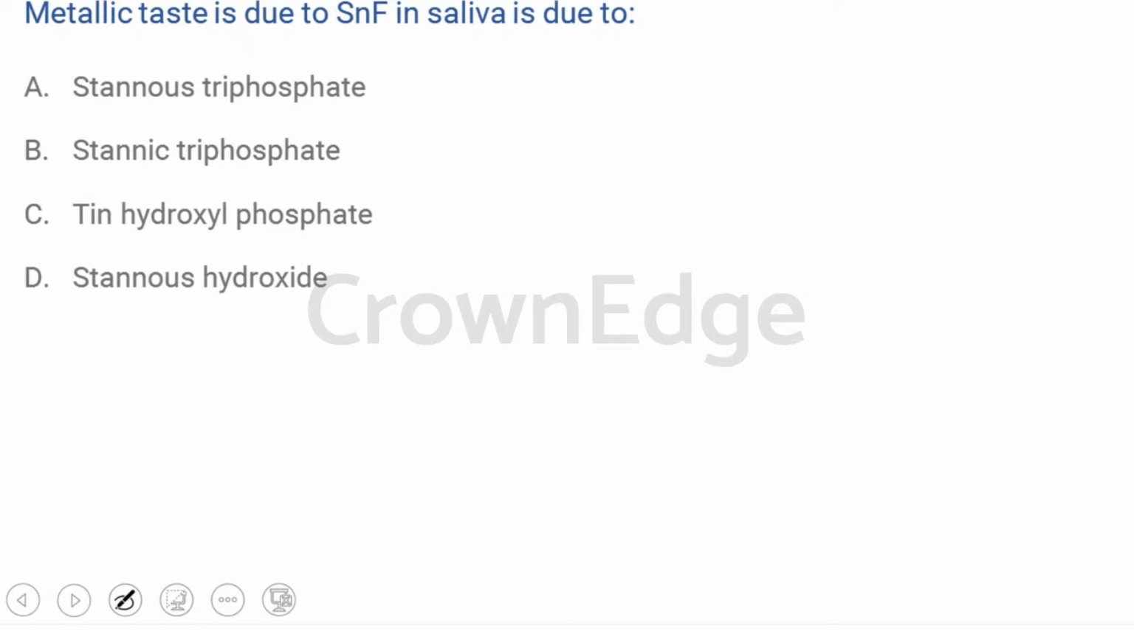One of the main reasons why you don't prefer stannous fluoride for topical action is the metallic taste, and it is due to option C, which is tin hydroxyl phosphate. This tin hydroxy phosphate gets dissolved in the oral fluids, and that is what is responsible for the strong metallic taste that comes along with your stannous fluoride application.